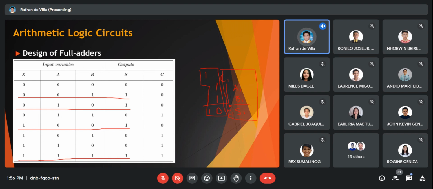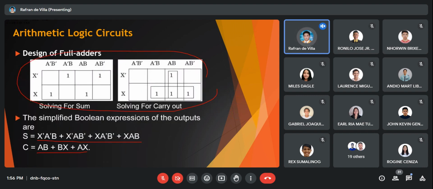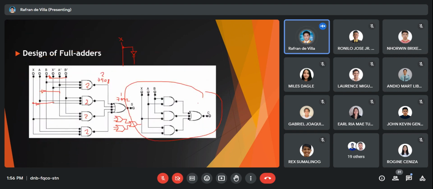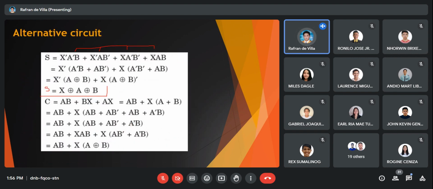So the trick, guys, with a multiple input XOR is that when you have an odd number of ones in your input to the XOR, the output would be 1. And if there is an even number of ones in the input to your XOR, the output would be 0. And that is what we are seeing here right now. So, the implementation of the XOR.